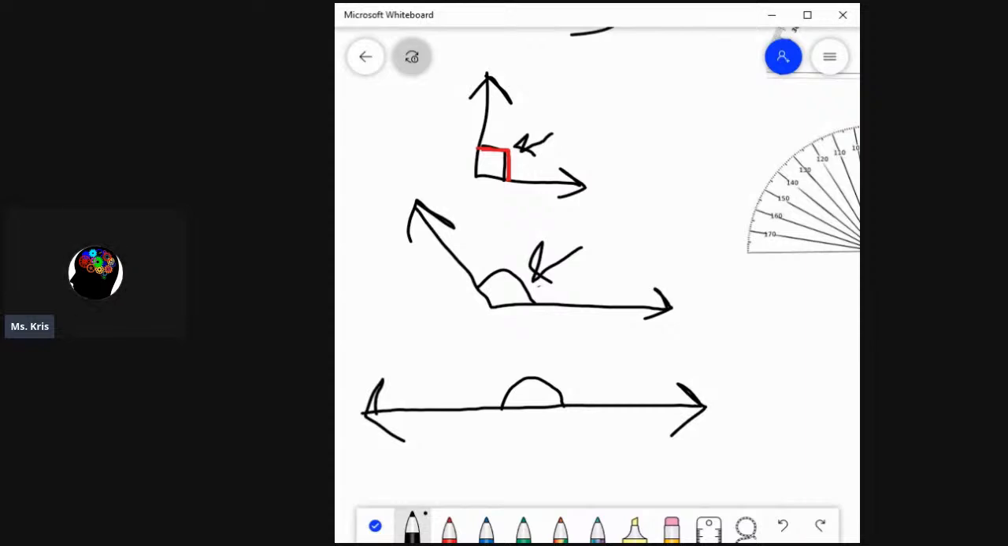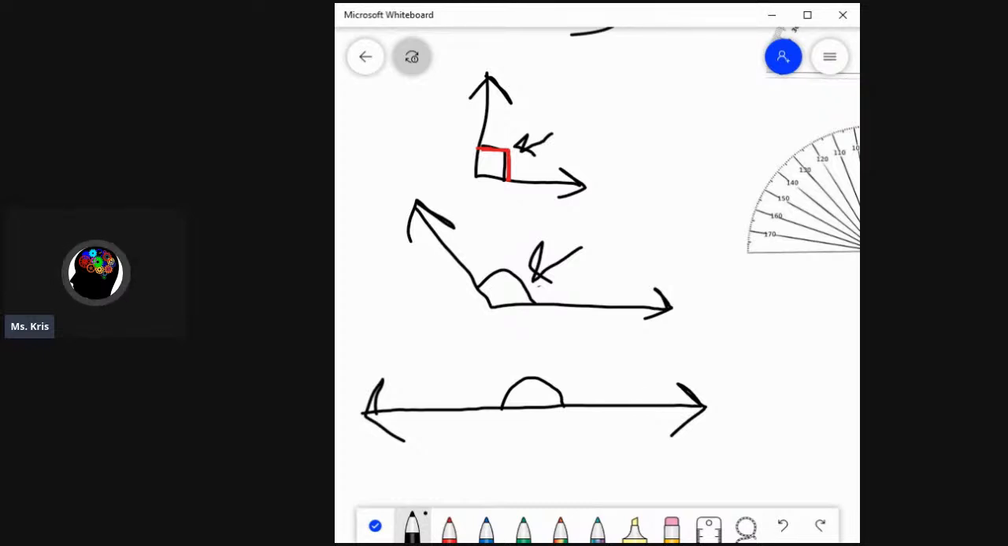So, first angle is acute, 89 or less. Second angle is a right angle, exactly 90. Third angle is an obtuse angle, 90 to 179. And a straight angle or straight line, exactly 180 degrees.